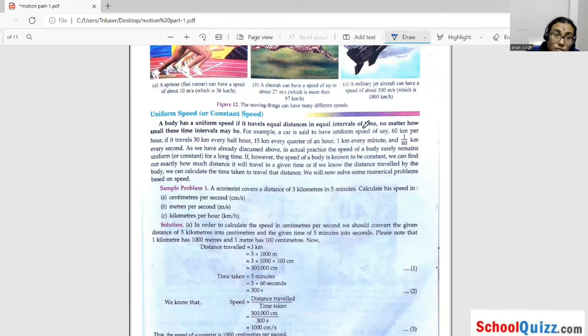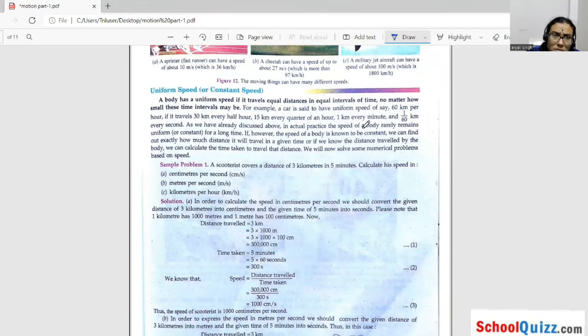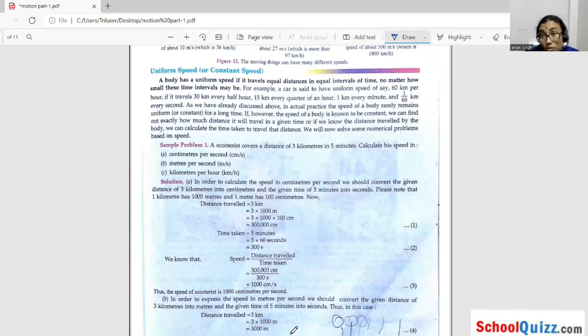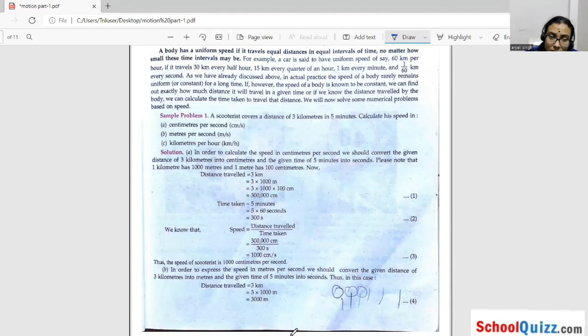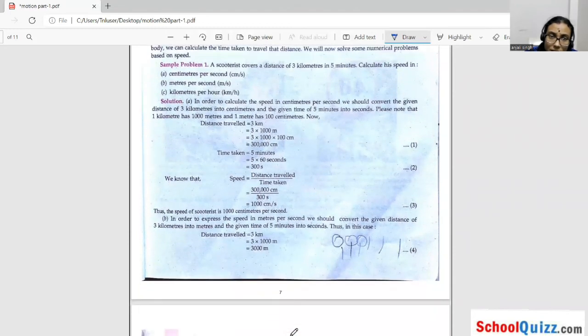Now, what is uniform speed? Uniform speed is the same as uniform motion. It means equal distance in equal intervals of time. Clear? Here it is the same, equal distance in equal intervals of time. I think it is clear.